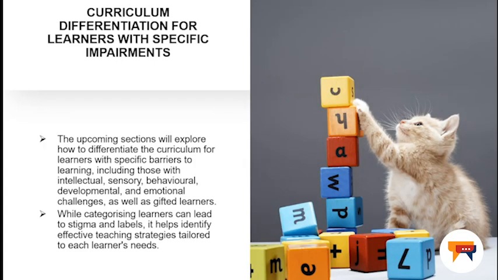Now, let's focus on curriculum differentiation for learners with specific impairments. The upcoming section will explore how to differentiate the curriculum for learners with specific barriers to learning, including those with intellectual, sensory, behavioral, developmental, and emotional challenges, as well as gifted learners. While categorizing learners can lead to stigma and labels, it helps identify effective teaching strategies tailored to each learner's needs.